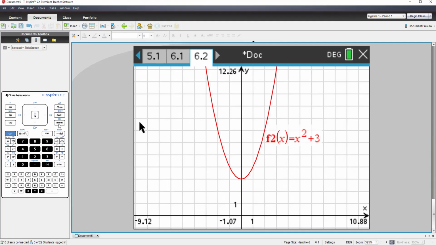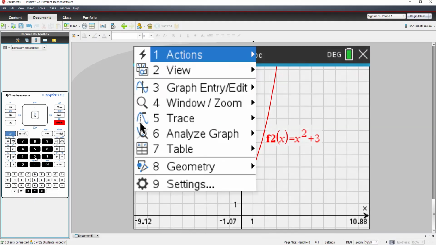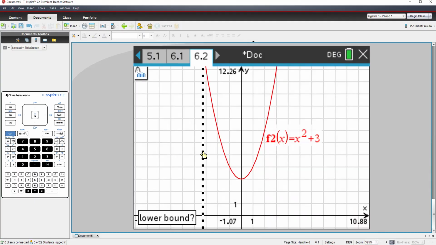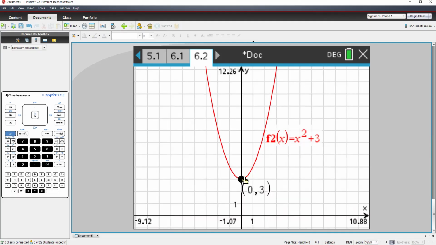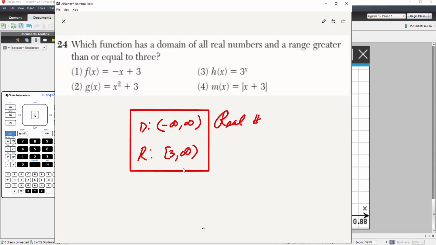Now, I'm going to use menu 6, 2. And I'm just going to start here. It's telling me that the bottom of the graph starts at 3. The y value is 3. And we're looking for the range that goes from 3 to infinity. So it starts at 3 and it goes off the screen, which means it's going up to infinity. So it goes from 3 to infinity. So that is the one that we want. It's going to be number 2. All right, so I'm going to go ahead and circle number 2. But I'm going to look at the other ones too, just to show you.